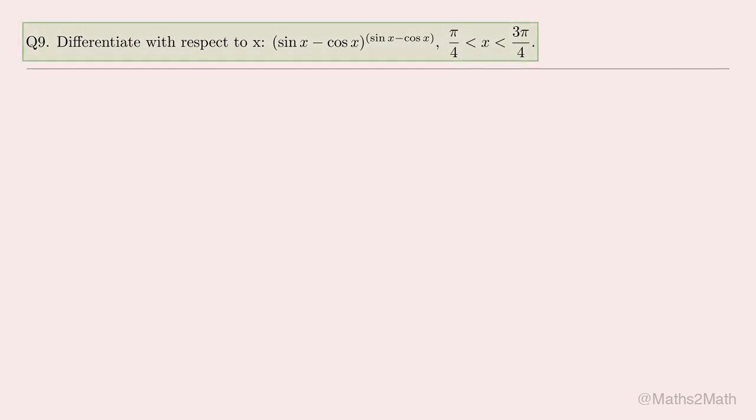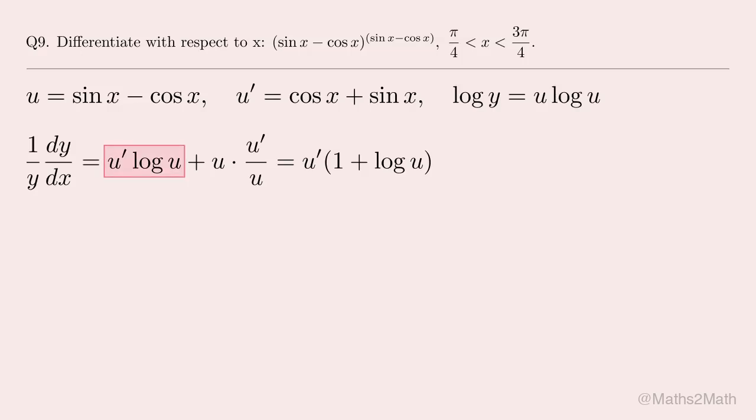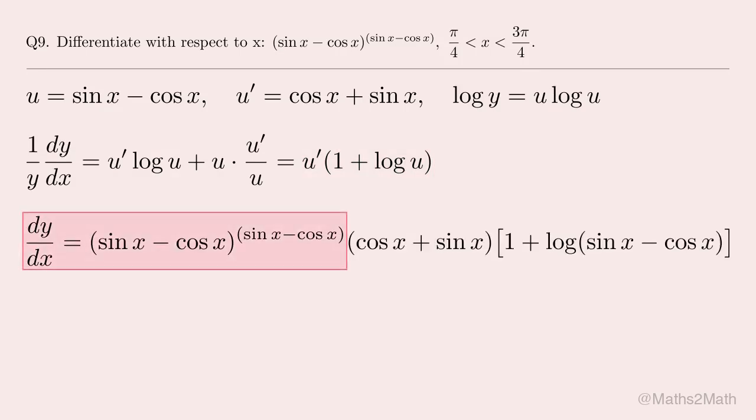Question 9. A function raised to itself, sine minus cosine in both base and exponent. On the given interval, the base is positive, so logs are safe. Let u be sine minus cosine, so y is u to the u and log y is u log u. Note u prime is cosine plus sine. Differentiate. U prime log u plus u prime, factored as u prime times 1 plus log u. Multiply back by y and restore u.